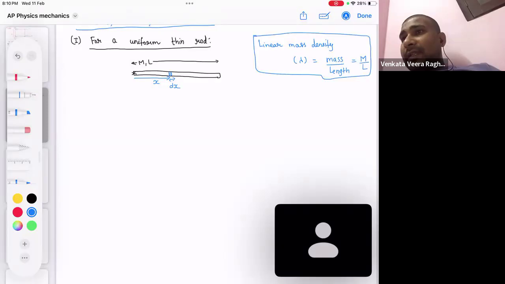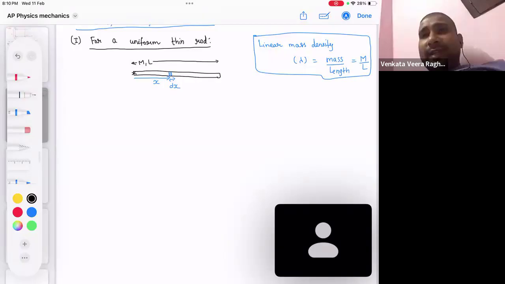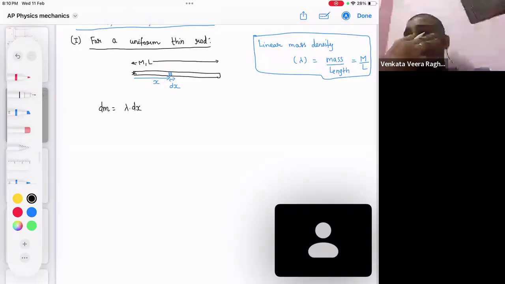Now for a thin rod, to calculate the center of mass, first of all we should find the mass of the element. What will be the mass of the element? dm will be equal to lambda into dx, right? Because L length has m mass, unit length will have M by L mass. So dx length will have M by L into dx. The mass of the element is the linear mass density into the length of the element.